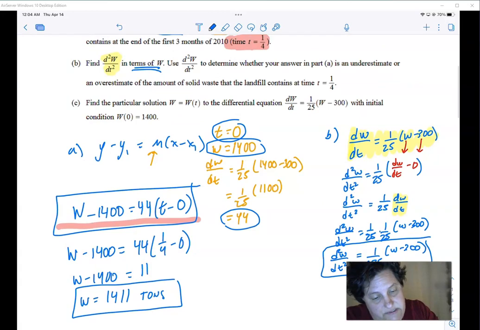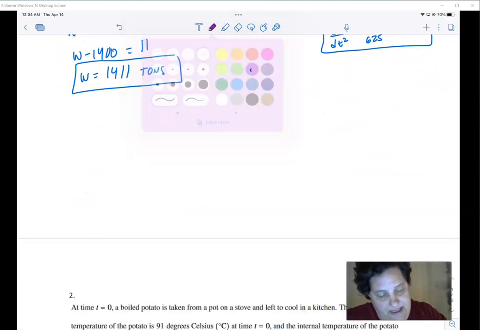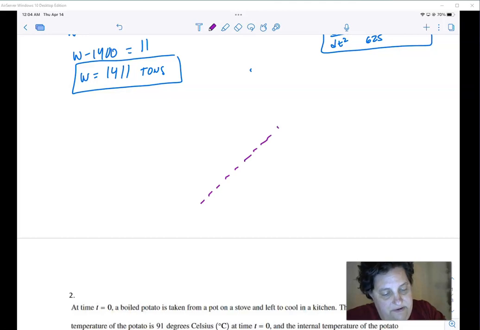Use that to determine whether your answer in part A is an underestimate or overestimate. Under or over. Okay, so you would get a point or two maybe for this. We're going to actually look at the point breakdown in just a second. Do you guys remember we talked about under and overestimates? Let's think about this for a minute. Let's say I have an increasing graph, and let's say it's concave down, right?